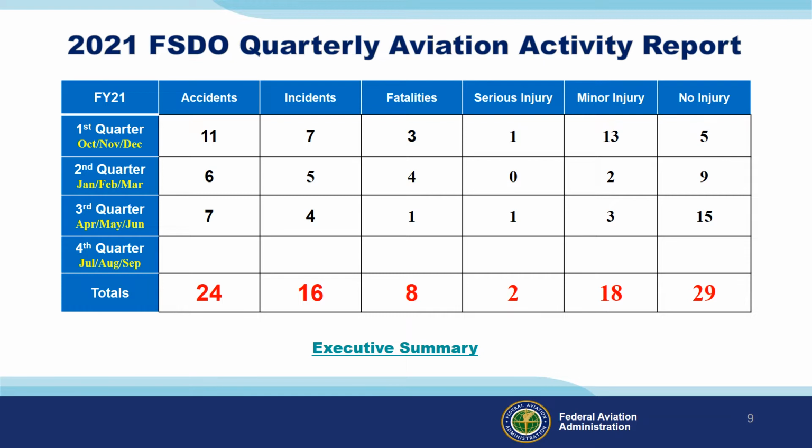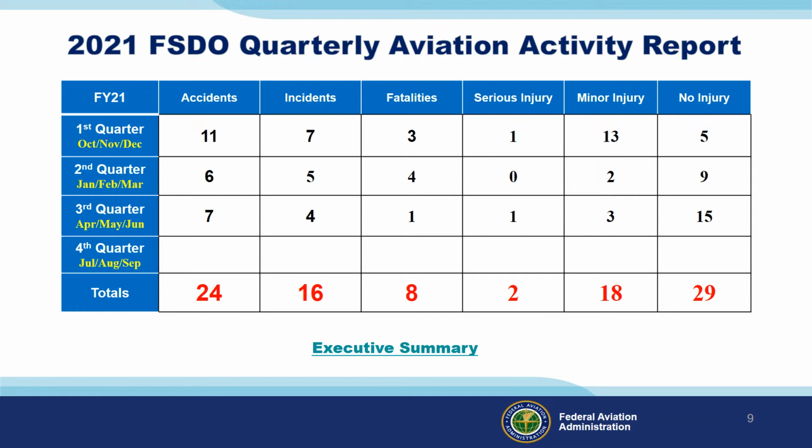Third quarter, we're looking at 7 aircraft accidents, 4 aircraft incidents, 1 fatality, 1 passenger with serious injury, 3 passengers with minor injury, and 15 passengers with no injuries. And thus far in 2021, we have 24 aircraft accidents, 16 aircraft incidents, 8 fatalities, 2 passengers with serious injury, 18 passengers with minor injury, and 29 passengers with no injury.